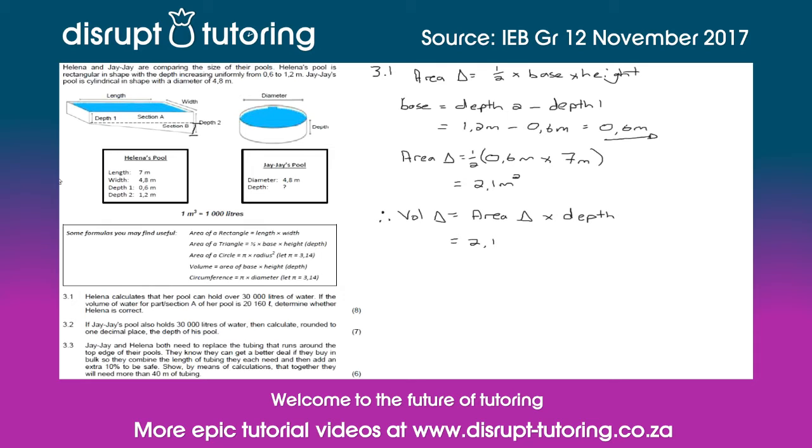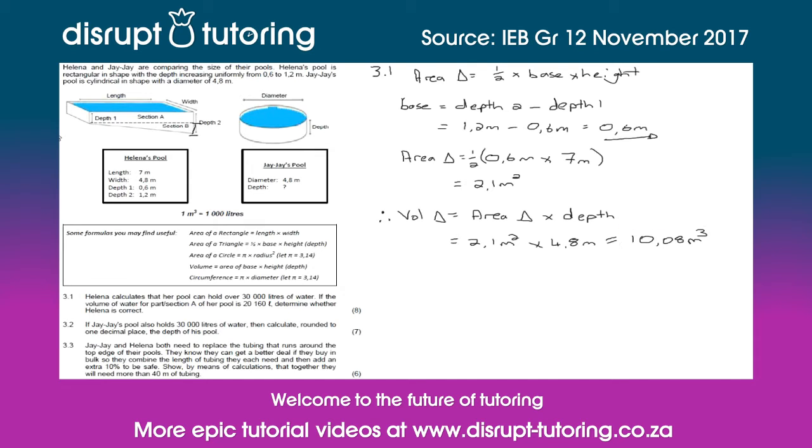So this is meters squared, by the way, because it's area. So 2,1 meters squared times the width of 4,8 meters. And this will give us a total of, in your calculators, 10,08 meters cubed. We then need to calculate how much this is in liters.